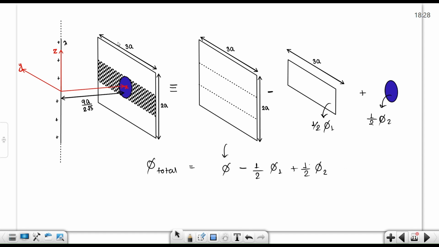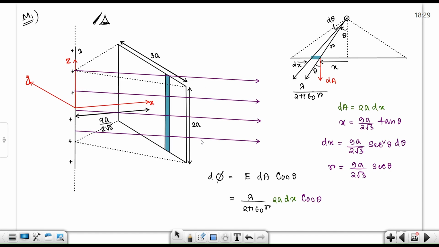Now I will break the problem into three parts. First, I will calculate the flux through this whole area. Then I will remove the flux which doesn't contribute to my answer, and then I will add the flux through this circular part. In these three steps I will calculate the total flux value. So let's see the solution. Method 1. So this is the fundamental method.